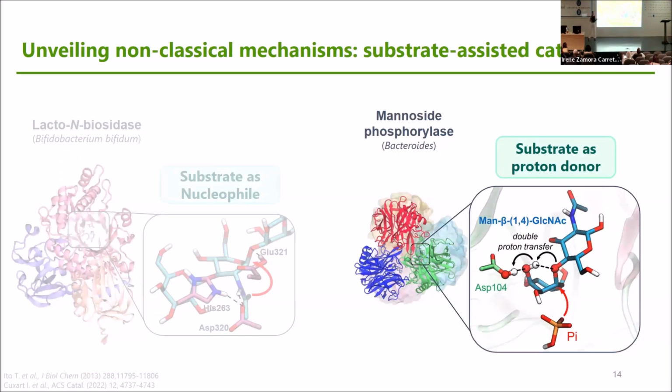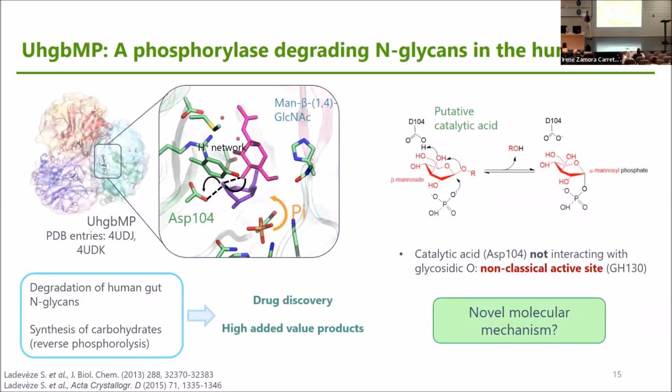On the other hand, we studied the monocyte phosphorylase. It is an enzyme from a bacterium for which it is not yet known exactly which bacterium is the secretor organism. That's why it's called unknown human gut bacterium monocyte phosphorylase. For this enzyme, structural information existed, but the crystallographers saw that the residue that was supposed to be the acid base was really far from the oxygen in the glycosidic bond, its target oxygen, to protonate the leaving group.